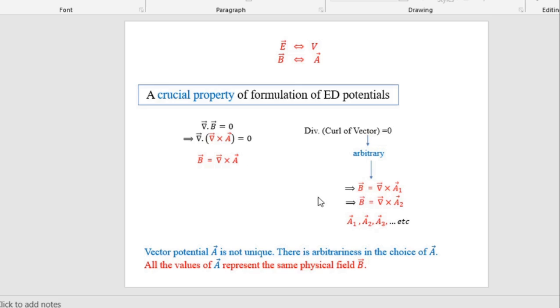That means in writing down the equation B is equal to curl of A, this vector A is actually an arbitrary vector, and we can choose any value A1, A2, A3, etc. All of them will satisfy the same original equation, divergence of B is equal to 0, and thereby they will all represent the same magnetic field B. So this is the crucial property that we wanted to discuss about the formulation of the vector potential A.